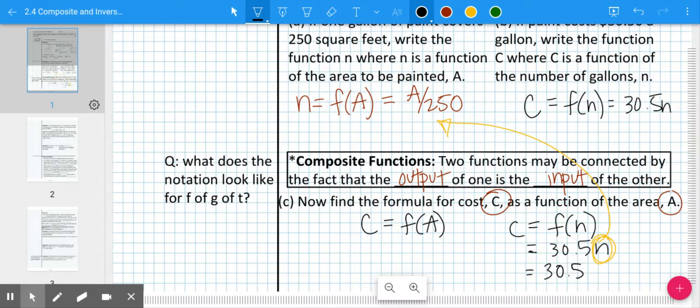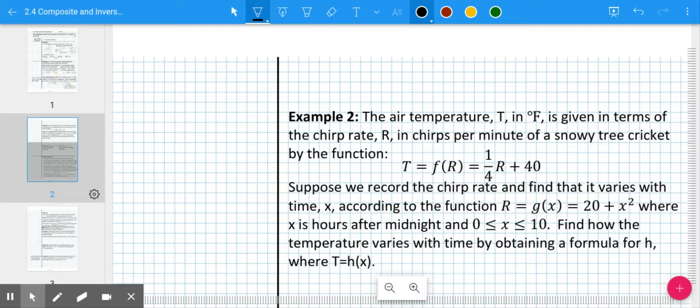I am going to replace the N with the A over 250. Now I have written C in terms of A instead of in terms of N. Yes, you can simplify this, but for our purposes, I am just going to go ahead and leave it like this. At the top of the next page, we talk about looking at a problem with this.